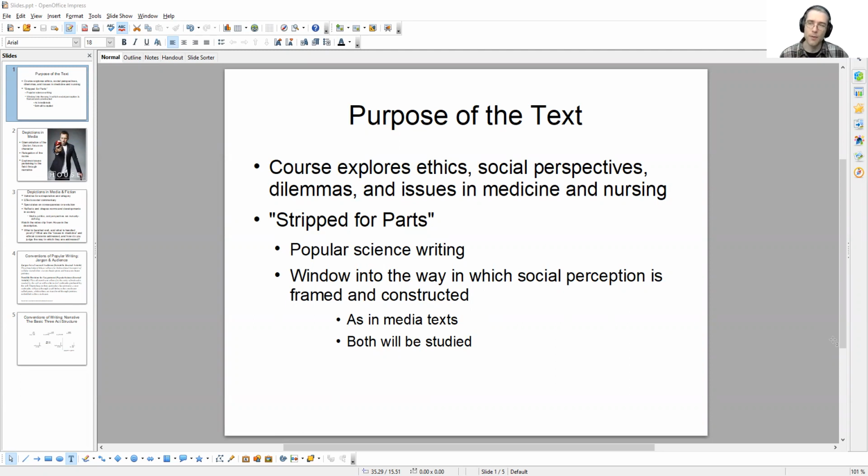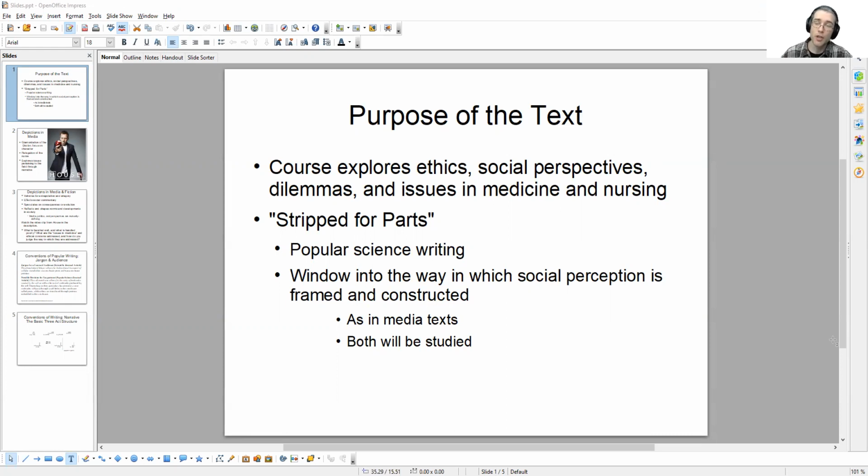The article that you have to read for this week, Stripped for Parts, is an example of popular science writing. It offers us insight into the way in which certain medical issues and the very profession that you're going to be entering into are being framed and represented in the public consciousness. We'll talk about some of the ways in which the popular representations and media texts help to frame public perception.